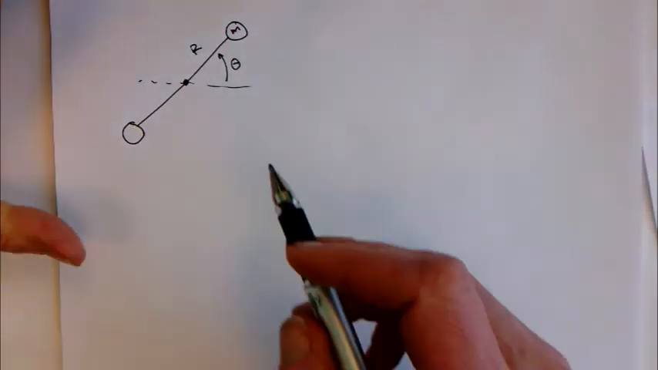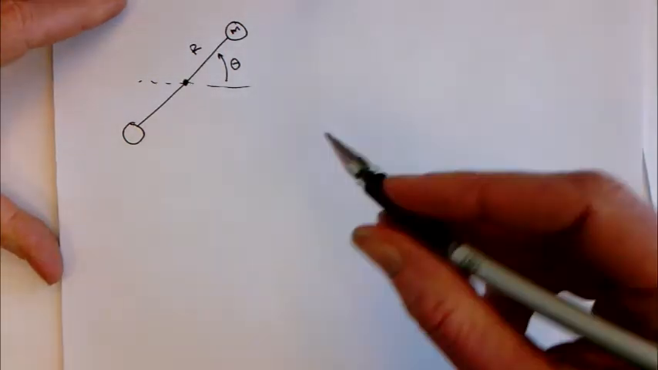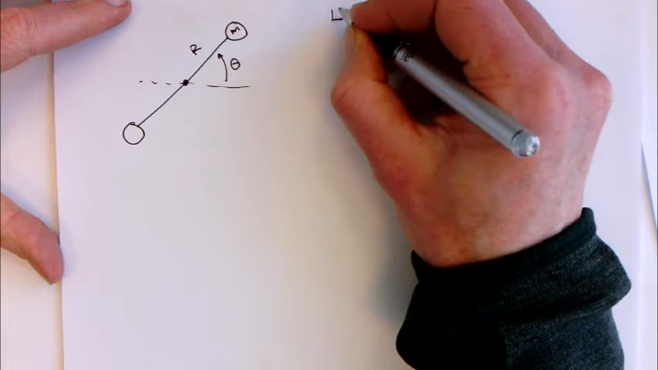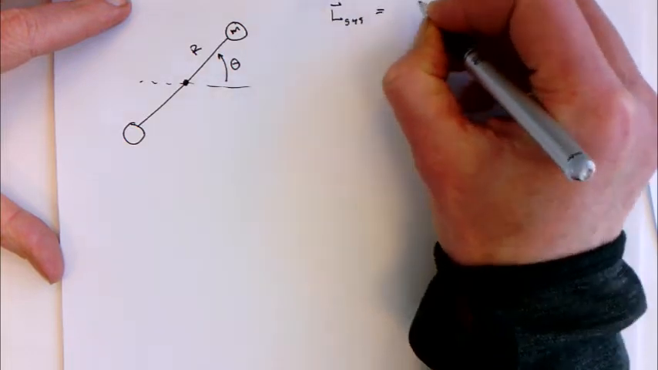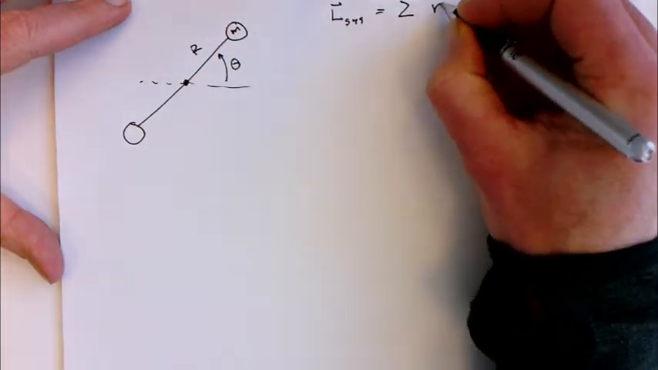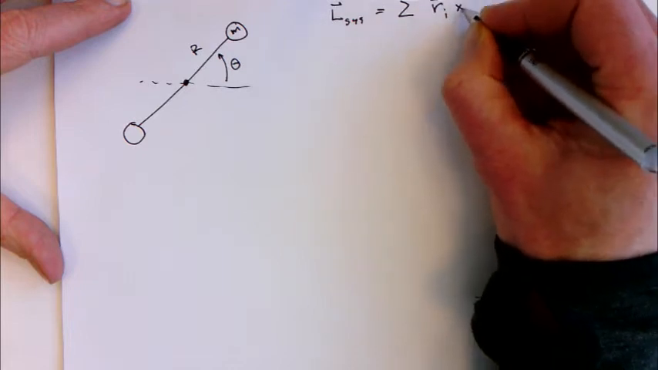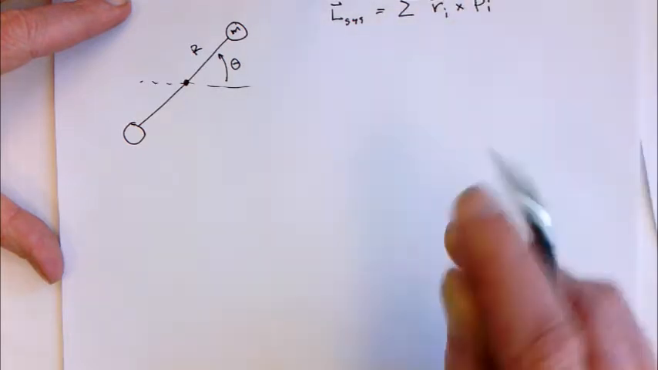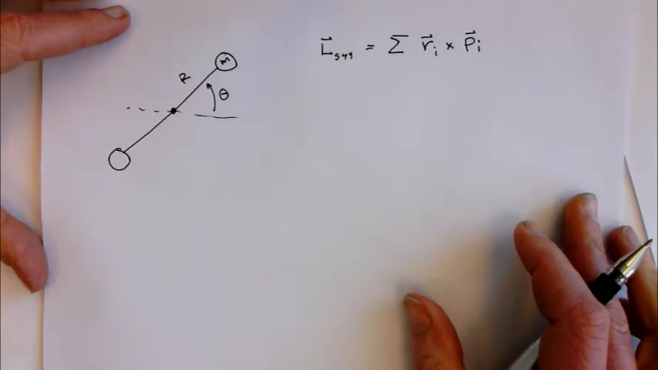So we just looked at this example of starting to think about angular momentum, right? We started with this definition that said the angular momentum of a system is simply the sum of the position vector of each particle in the system crossed with the linear momentum of each particle in the system. So that's a definition of angular momentum.